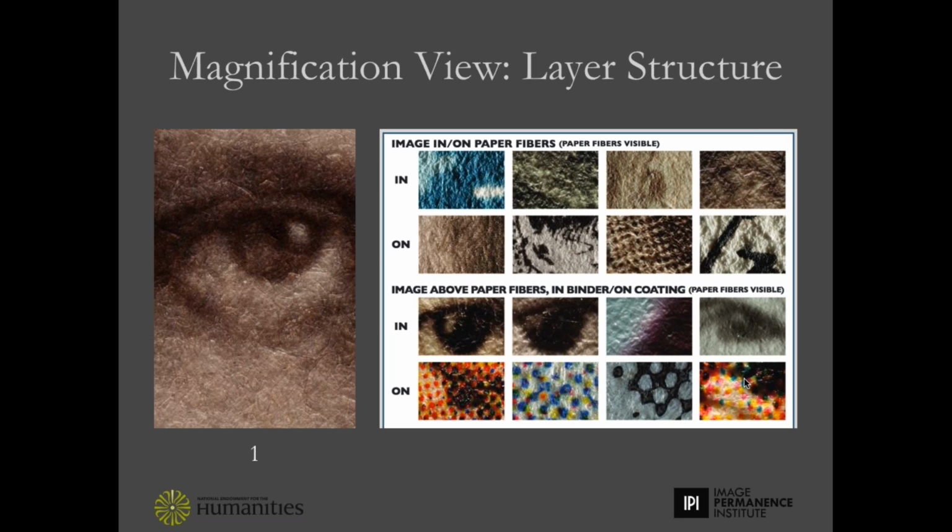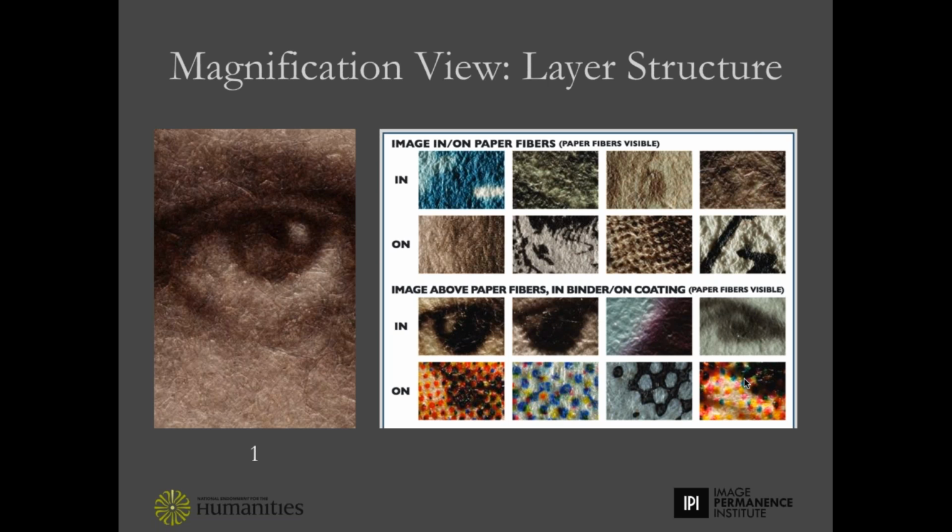It may be difficult to distinguish between the image being in the paper fibers, suggesting a one-layer structure, and the fibers being in the binder, suspended above the paper fibers, suggesting a two-layer structure or even a three-layer with a thin baryta. I suggest looking at a plain piece of paper to get accustomed to what plain paper fibers look like with magnification. We really want to train our eye to know what paper fibers look like.